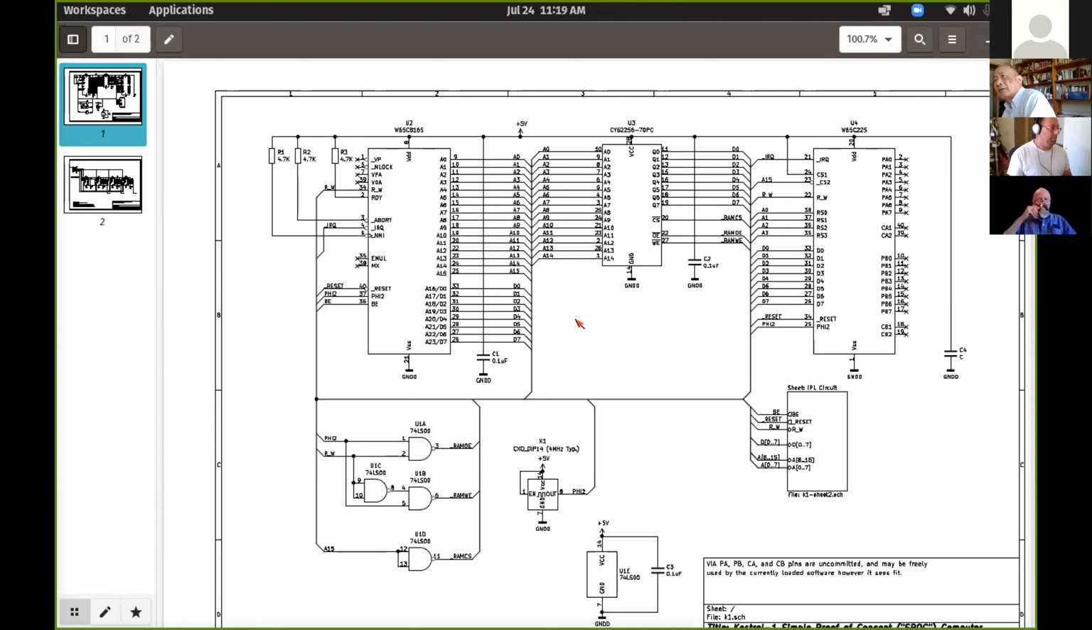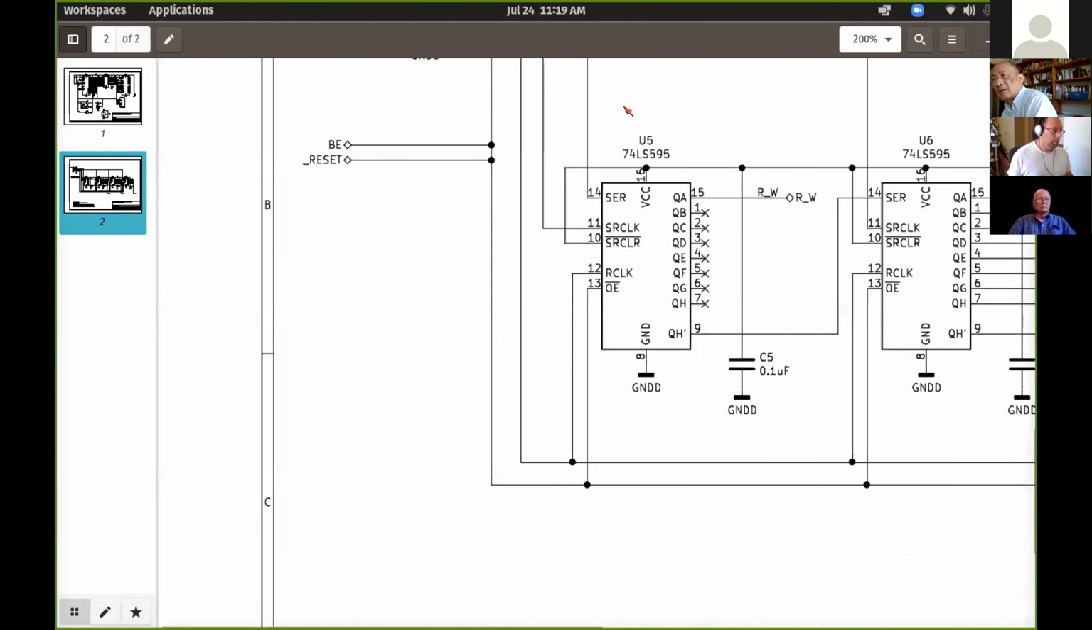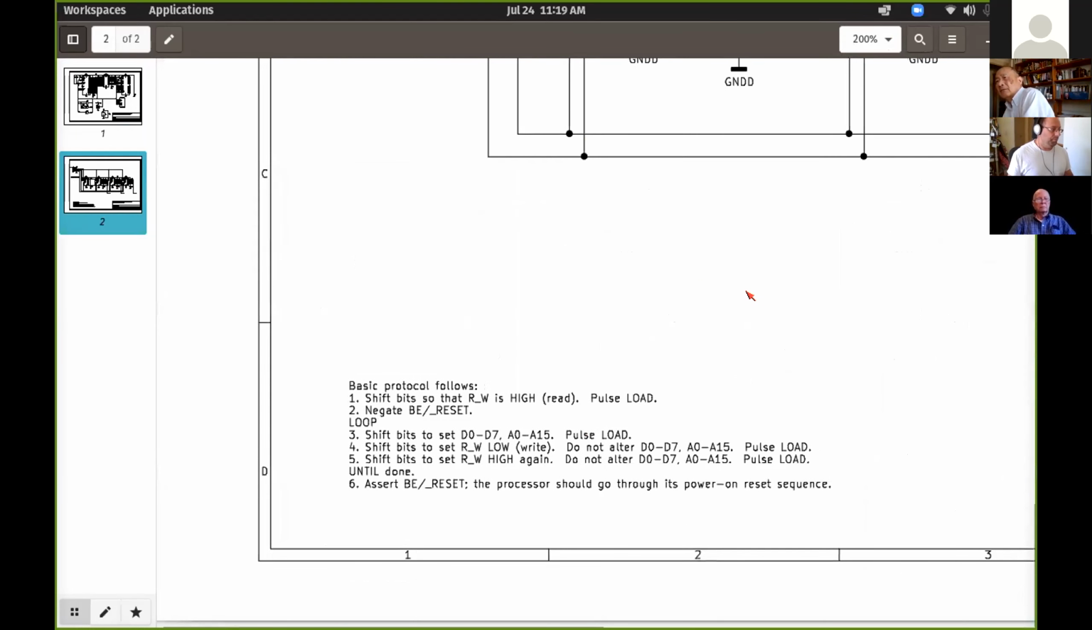And programming it involved writing some custom software that ran under Linux. Oh, that reminds me, the timing in the protocol. Let's see here. Zoom in on this a little bit. The protocol, I hope you can read that, but if not, it is on the PDF. You can zoom in locally.